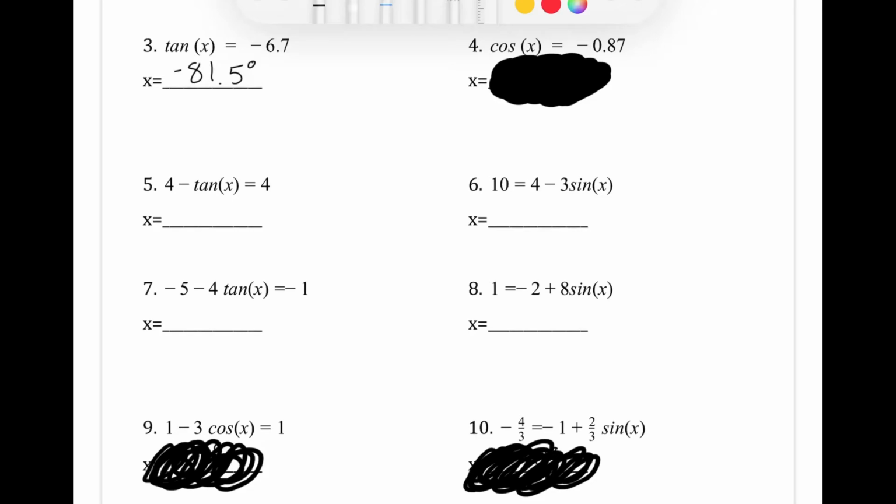Number 3, you should have gotten negative 81.5 degrees. Number 4, you should have gotten 150.5 degrees.